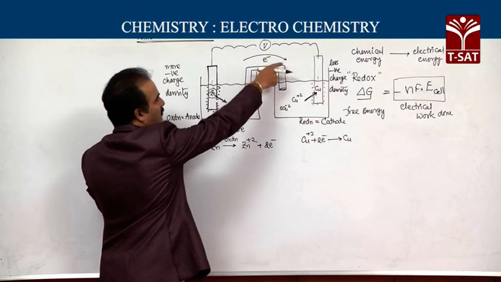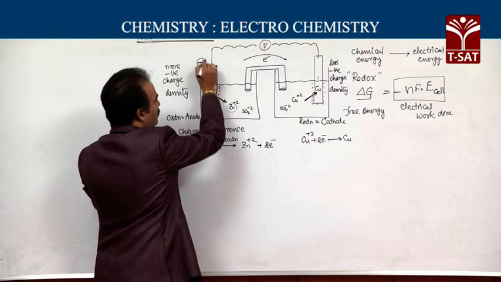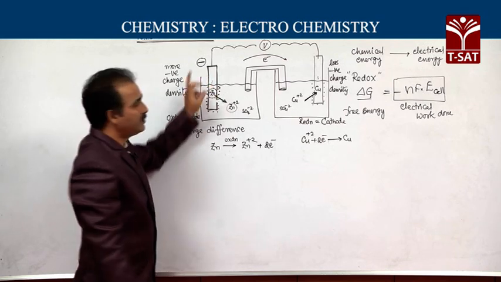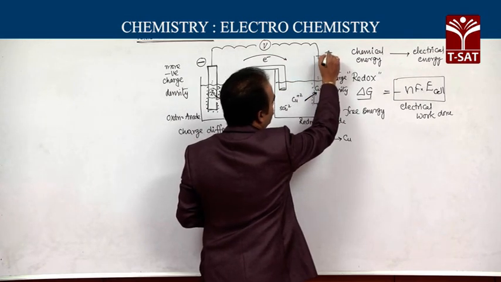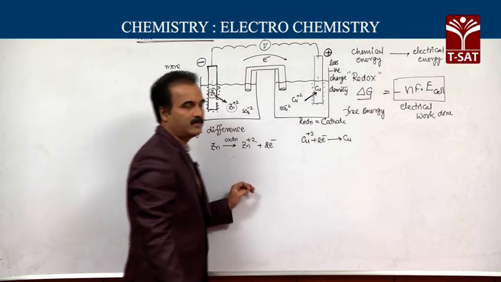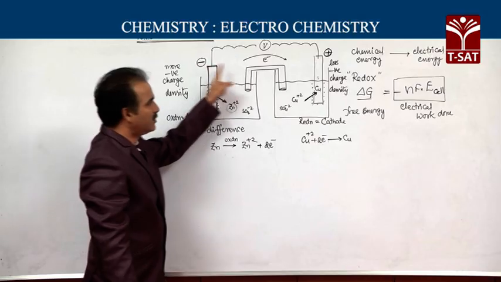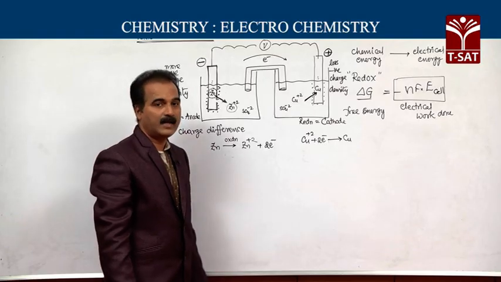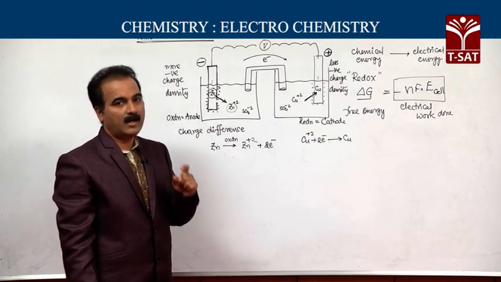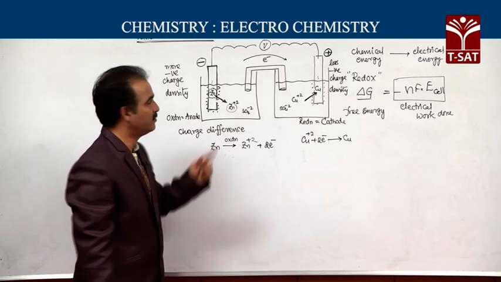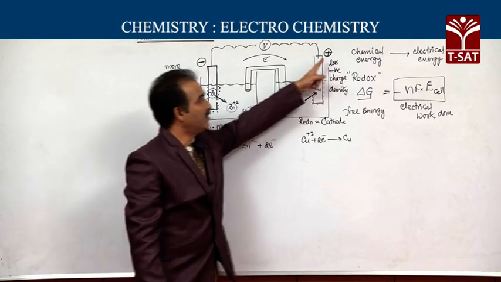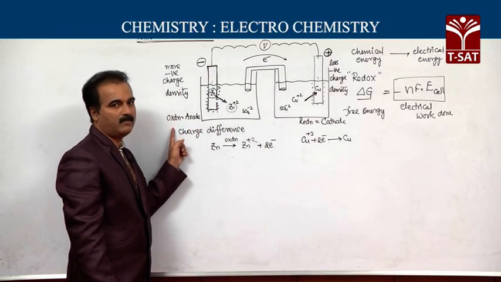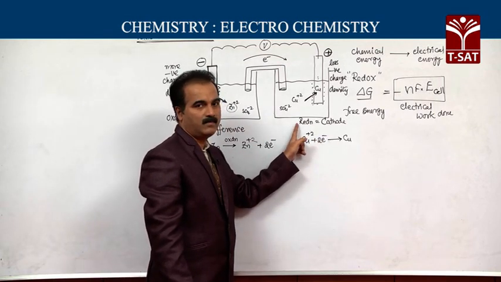And as electrons are driven from zinc electrode to copper electrode, this electrode is conventionally given a sign negative, and this electrode is given conventionally a sign positive. So, anode is negatively charged, cathode is positively charged, which is reverse to that of electrolytic cell. In electrolytic cell, anode is positive, cathode is negative, but here anode is negative, cathode is given positive sign. This is a sign convention, but at anode it is always oxidation, at cathode it is always reduction.